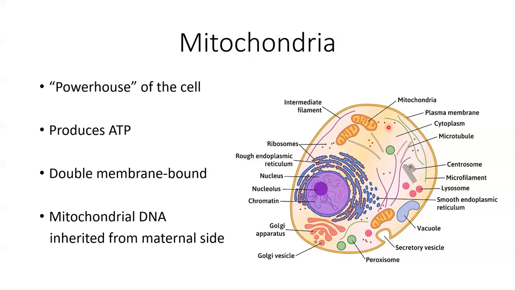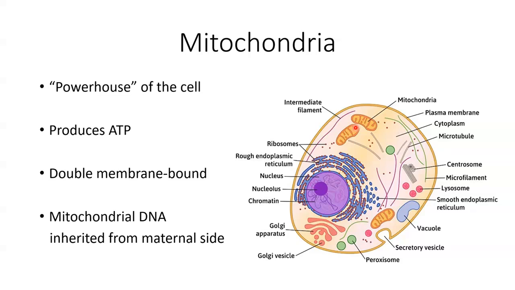So taking a look at a mitochondria, these kind of funny looking shapes are our mitochondria. You can see the outer membrane and then the inner membrane. That inner membrane has all these folds called cristae, which is where it has the chemical reactions which produces our ATP.